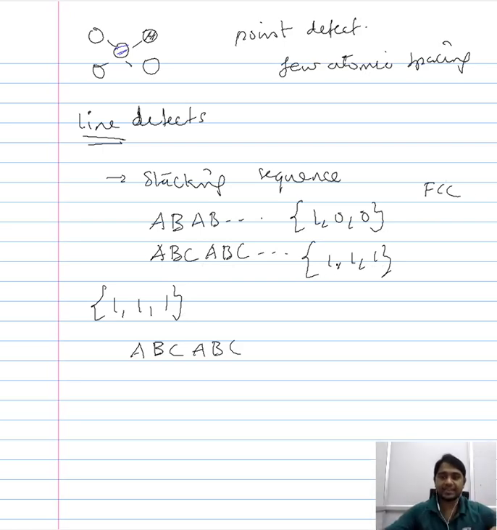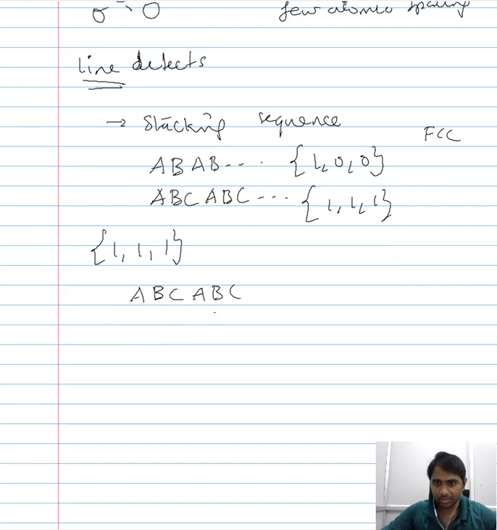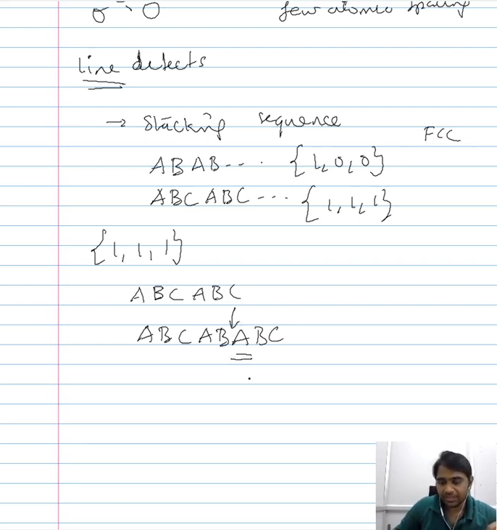If there is any disturbance in this stacking sequence or in this arrangement of the atoms, supposing instead of C here we have an arrangement that is A, B, C, A, B, A and B. So the C here is missing. The sixth layer, which should be equivalent to that of the third layer, instead becomes equivalent to that of the fourth. Then you have a fault or a defect in the stacking of the atoms, and this is referred to as the stacking fault.